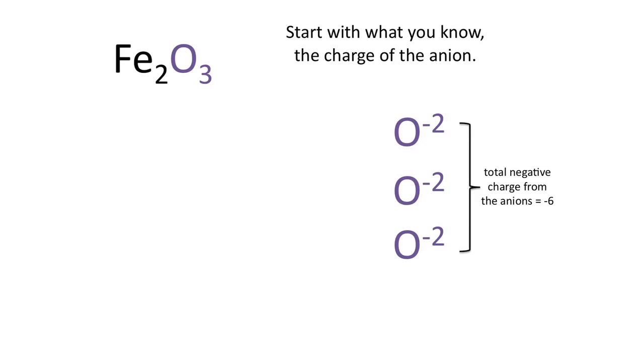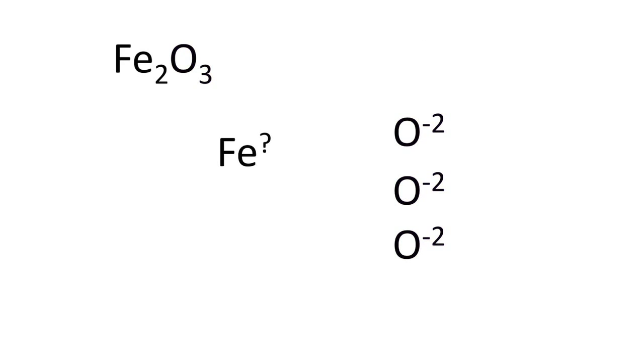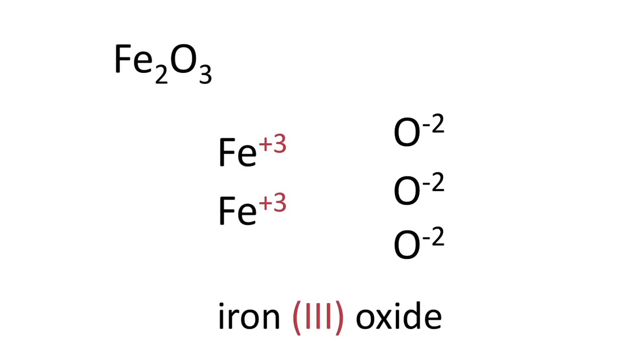We can use this to figure out the positive charge on the iron ions. But when we look at the formula, we see that we have 2 iron ions in the formula. That means that the sum of the positive charge from both iron ions must be equal to +6. Which means that the charge on each iron ion would be equal to +3. The charge of the ion is what you use for your Roman numeral in the name of the compound, so this would be iron 3 oxide.